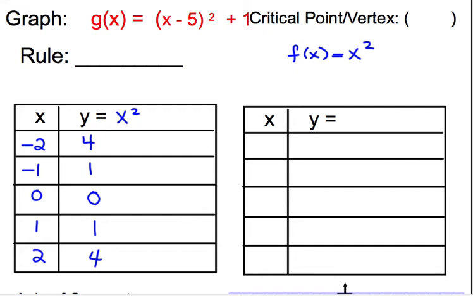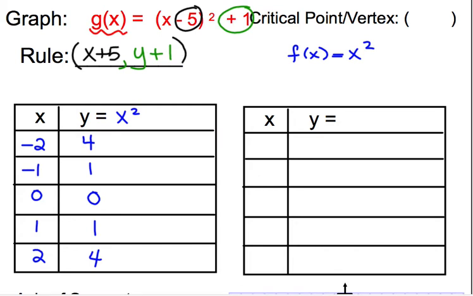And now here is our g of x function. Let's talk about the outside. Remember, the outside of the function affects the y-axis. So we're adding 1 to every y value. So for that part of the rule, we're going to add 1 to all the y values. Then we have a -5. That's inside the function, affects the x-axis, things opposite. So we're going to add 5 to all the x values.